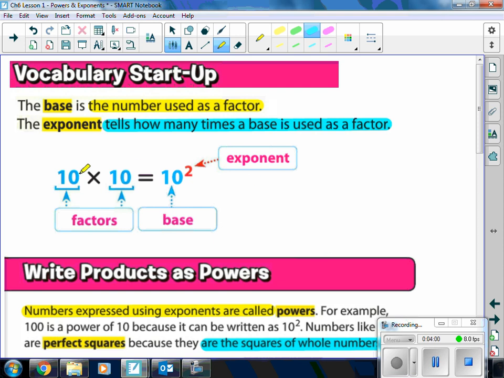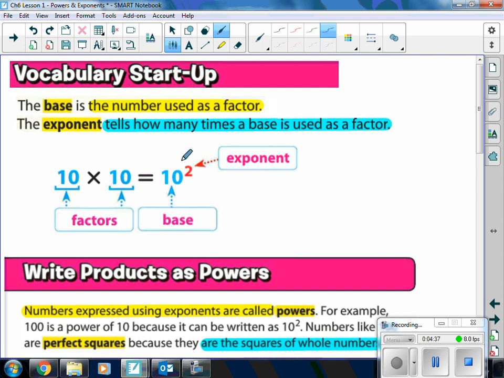Here, if I have 10 times 10, 10 is the factor. You see that? And when we write it as a power, the base is 10. So 10 times 10, those are factors. How many times did we multiply 10 times itself? Twice. So that tells me that's what my exponent is going to be. The exponent tells you how many times you are going to multiply the base times itself.